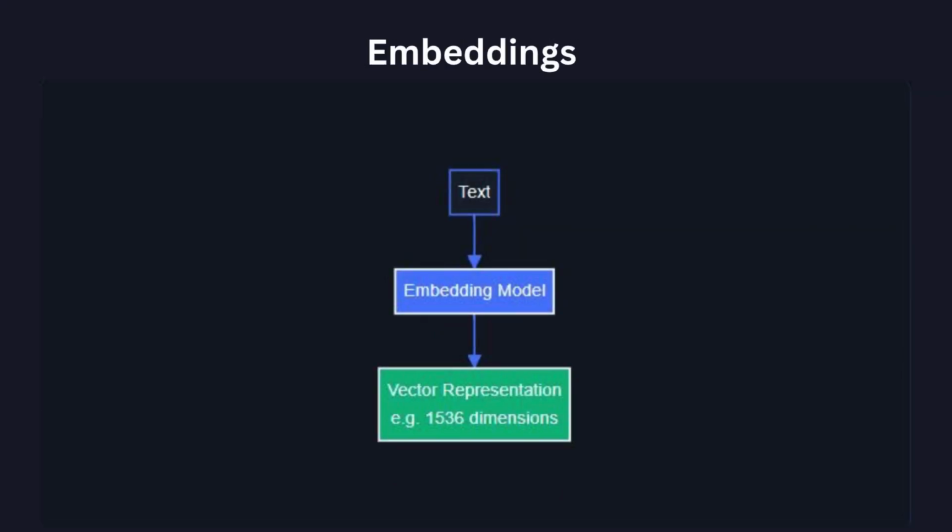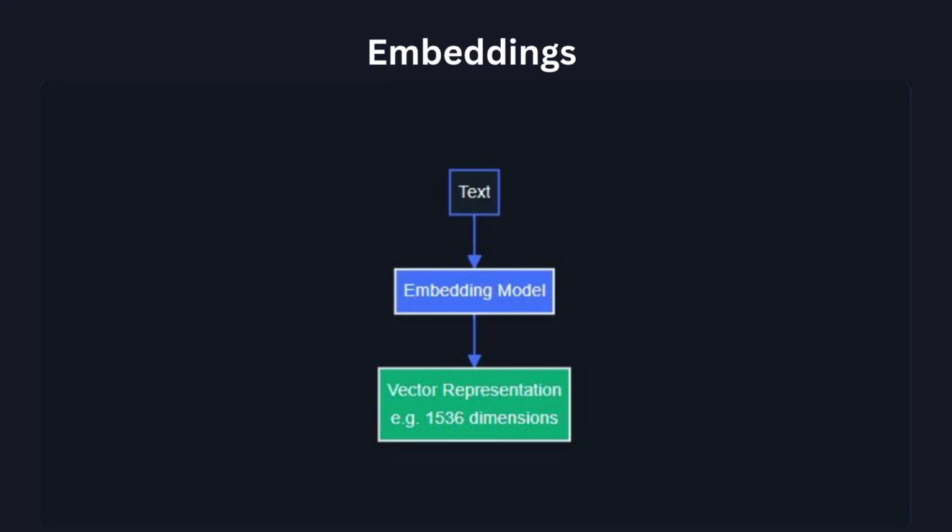Next, let's talk about embeddings. Embeddings are a way to convert text into numerical vectors. An embedding model takes a piece of text and transforms it into a fixed-length array of numbers, for example, a vector with 1,536 dimensions. These vectors represent the semantic meaning of the text.